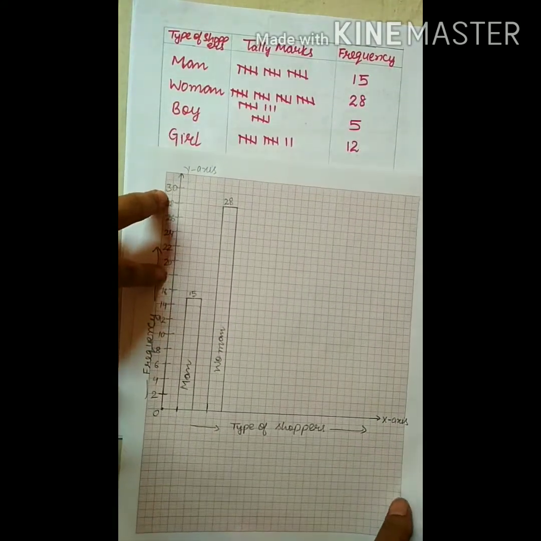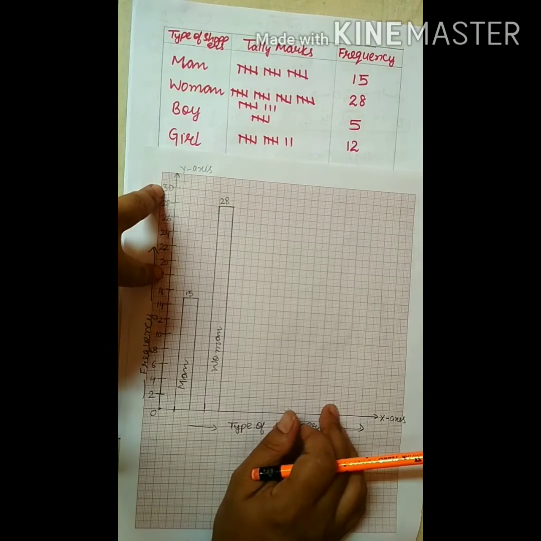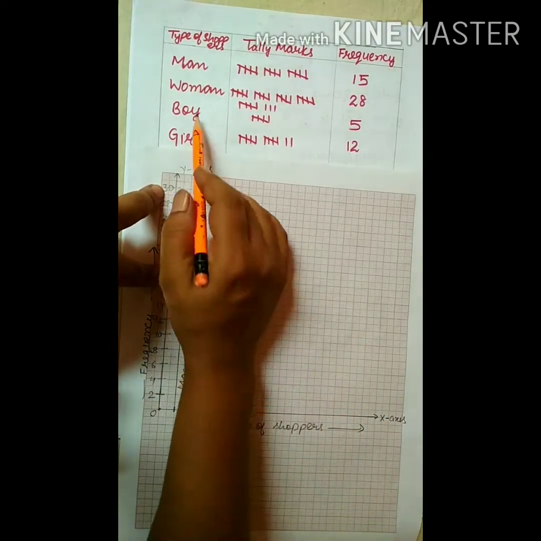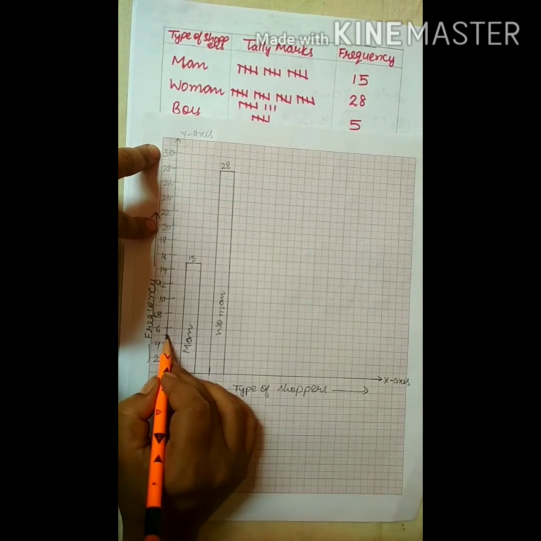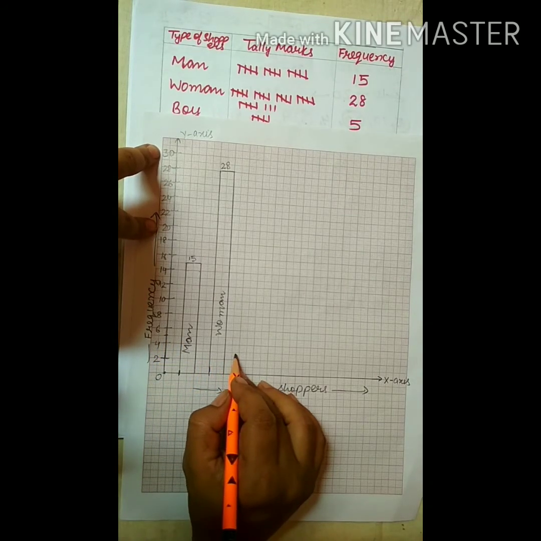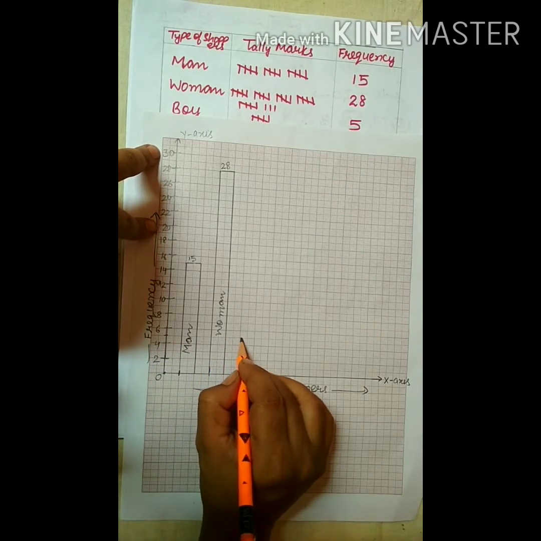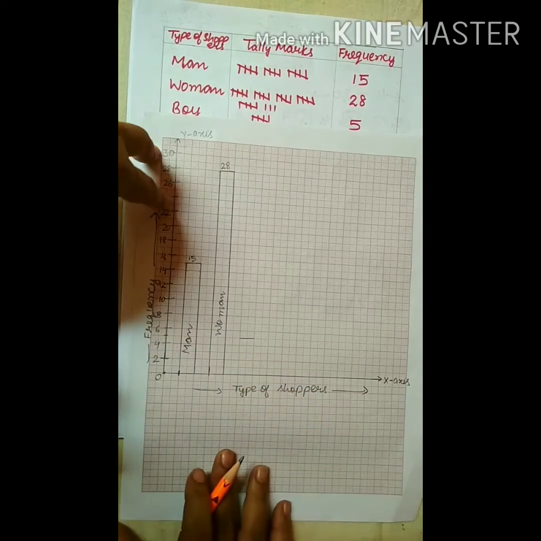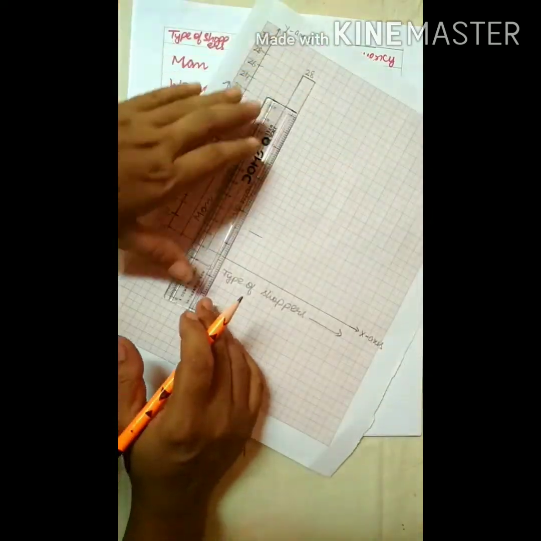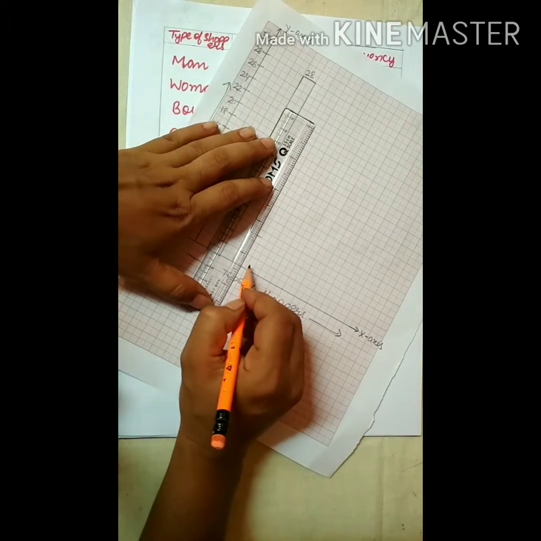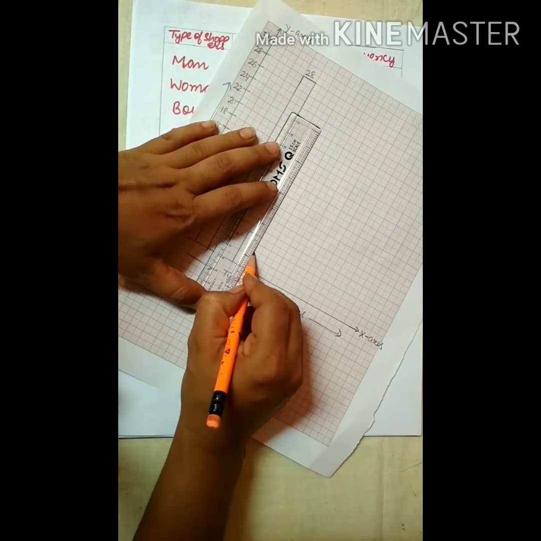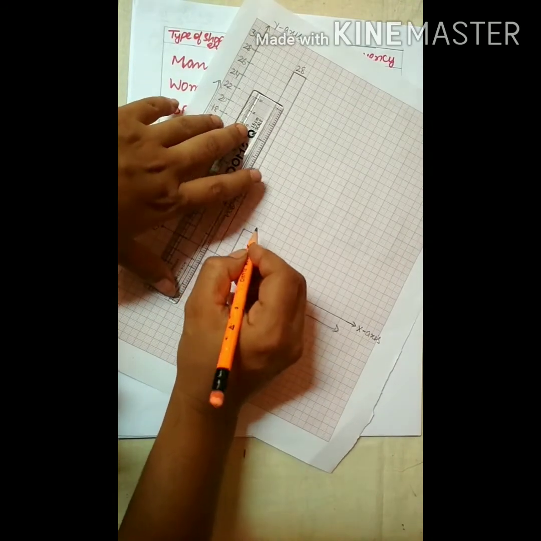Now next is for the boys. There are 5 boys, so it will be between 4 and 6. I will again leave one gap, and this is the boys. So here I have the next bar representing the number of boys, 5.